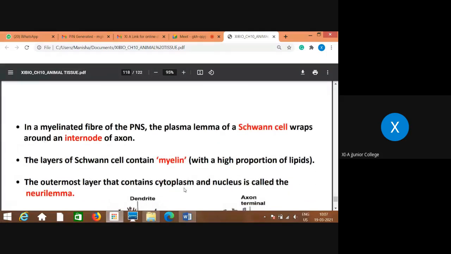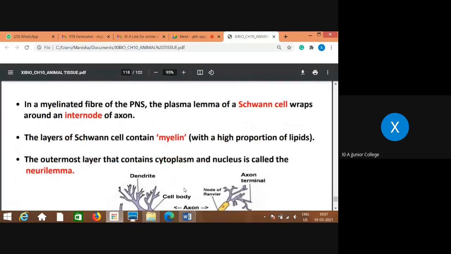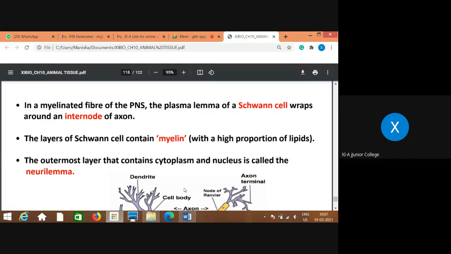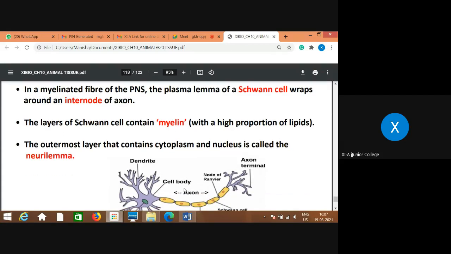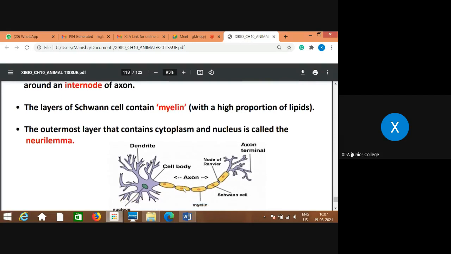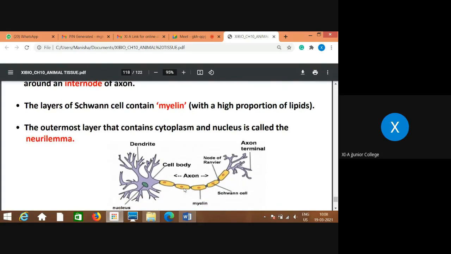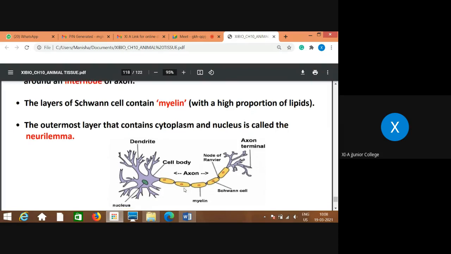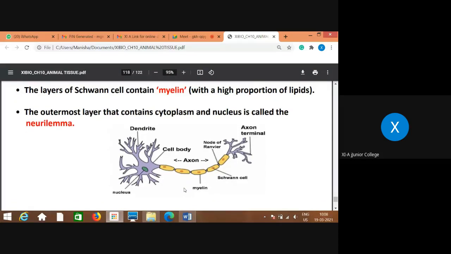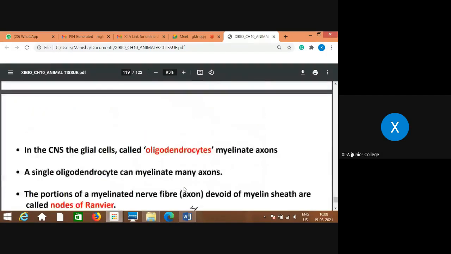In the myelinated fiber of the PNS, that means the peripheral nervous system, the plasma lemma of a Schwann cell wraps around an internode of the axon. The layers of the Schwann cell contain myelin with a high proportion of lipids. The outermost layer that contains cytoplasm and nucleus is called the neurilemma. I have already explained this part, right?